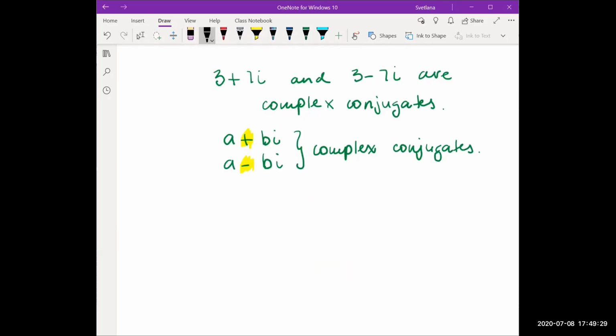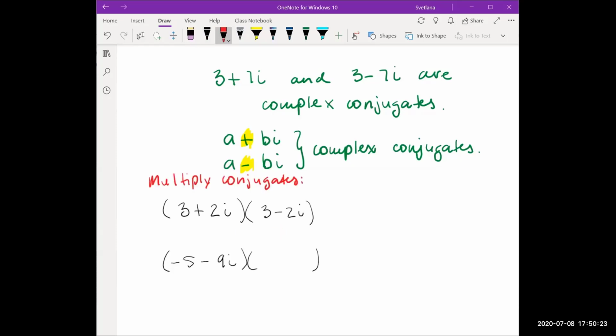Let me write down this complex number, 3 plus 2i. What is the complex conjugate of that number? So what I put next to it, and then I'll put one more example. If it's -5 minus 9i, what would be the complex conjugate? Okay, so let's do one at a time. In the first case, if it's 3 plus 2i, what is the complex conjugate? 3 minus 2i. That's right. Okay, very good.